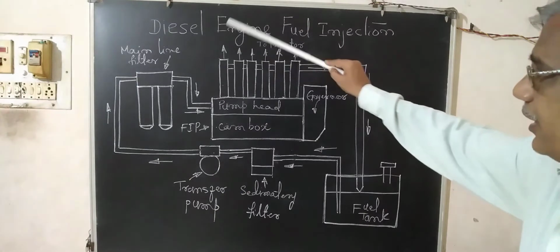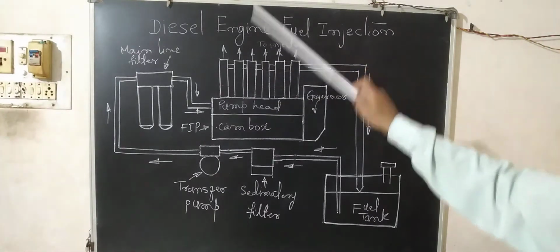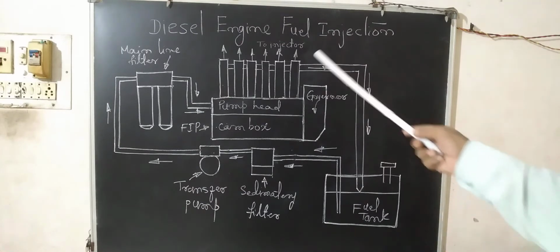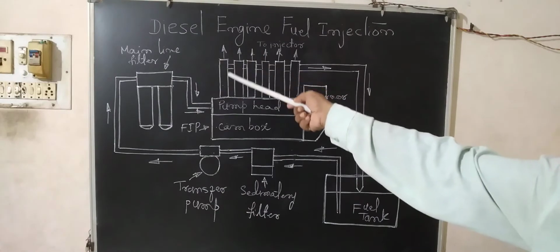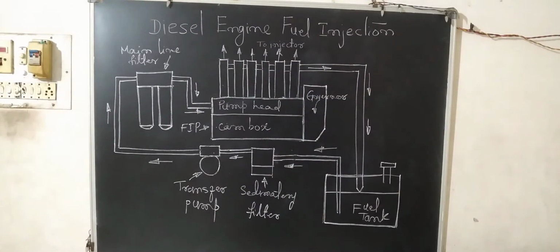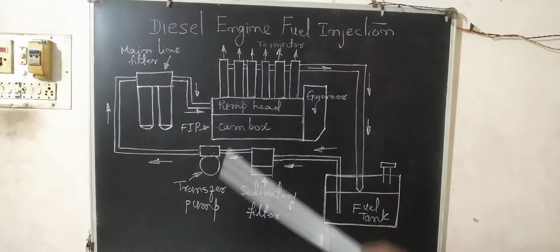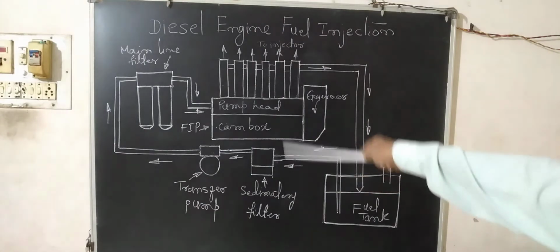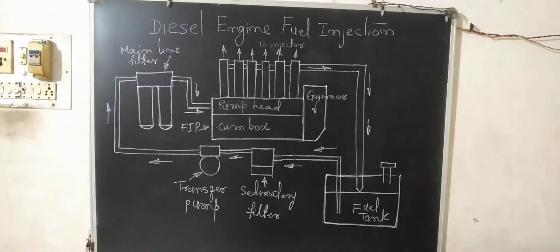The pipelines connecting from here to the injector are very important, because they carry the maximum pressure created by the element over here. So those hose pipe connections are very important, high pressure, and usually they are seamless steel tubings. So this is how the diesel engine fuel injection pump works.